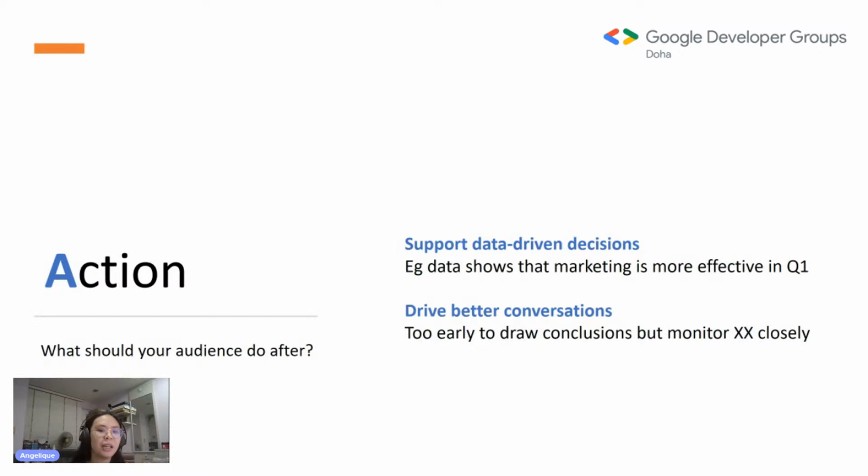more marketing in Q1, or should we re-examine our marketing campaigns in Q2, Q3, and Q4 to understand why they're not so effective? At the same time, you also want to perhaps drive better conversations. So it could be that it's too early to draw conclusions, but you need to monitor a certain situation closely. So make sure that when you create your chart, when you think about your key story, you also think about what actions you want to drive based on that chart.